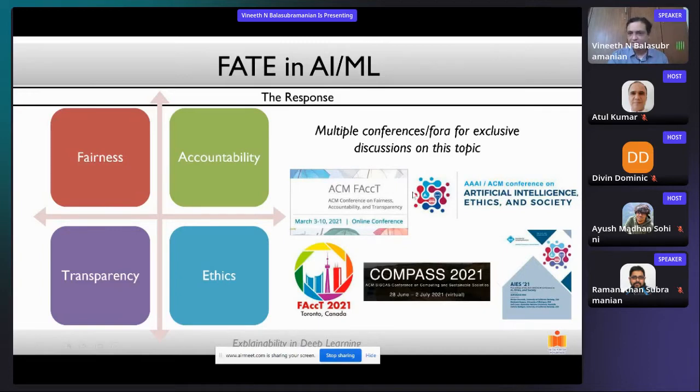All of these have been vibrant communities where people working in AI and machine learning, as well as social scientists who probably model user behavior and try to account for these things, come together and discuss issues at the interface of AI and society and come together with solutions. So hopefully some of these have already translated to practice or will translate to practice in the years to come.